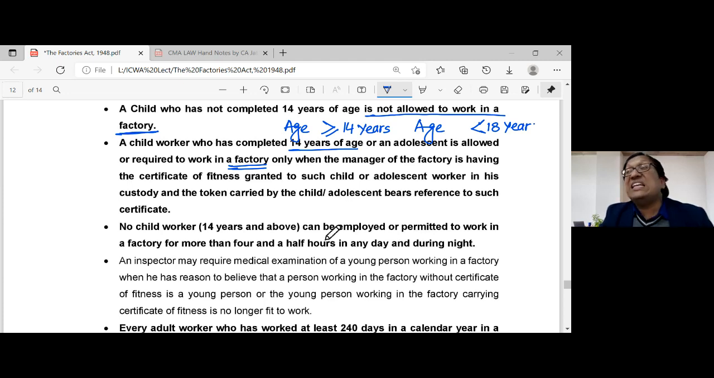By that, you can easily link that this is worker number 24, and the record of number 24 is available with the manager of the factory, and token 24 is available with, say, Raju. So Raju is a child that is working in a factory. So then you can say this basic record is required to be maintained.